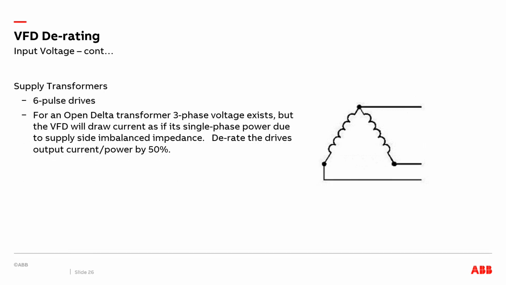Continuing with input voltage, I want to talk about supply transformers. This is going to mainly apply to 6-pulse drives. If we're supplying our 6-pulse drive from an open delta transformer, 3-phase voltage does exist, but the VFD will actually draw current as if it's coming from a single-phase power source. This is due to the fact that on the supply side of that transformer, it has imbalanced impedance. When you are supplying a drive from an open delta supply transformer, derate the drive as if the output current will be reduced by 50%.